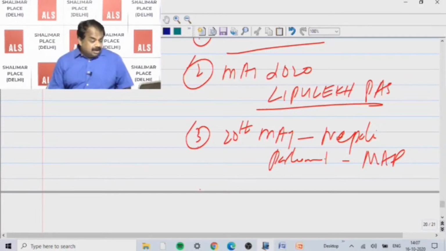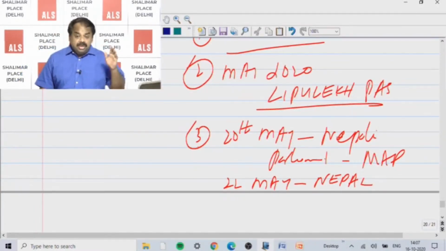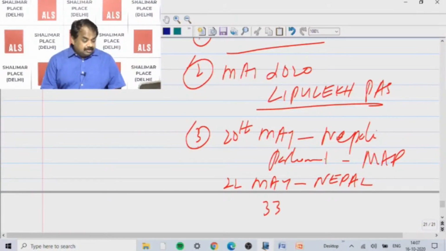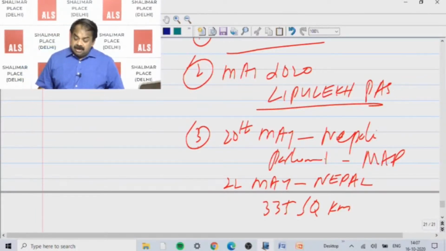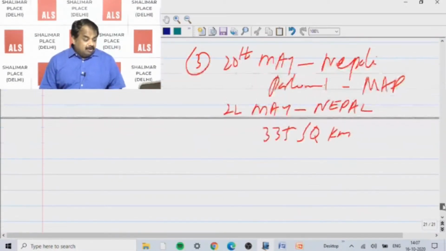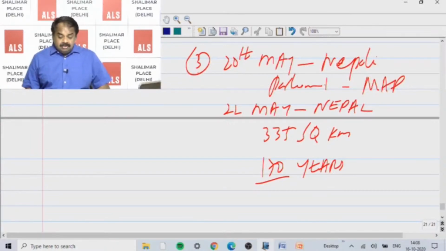And on 22nd of May, Nepal passed a constitutional amendment showing this 335 square kilometers as part of the Nepali territory. This was never done. In the last 170 years of history, Nepal never officially showed this, but now they have shown.